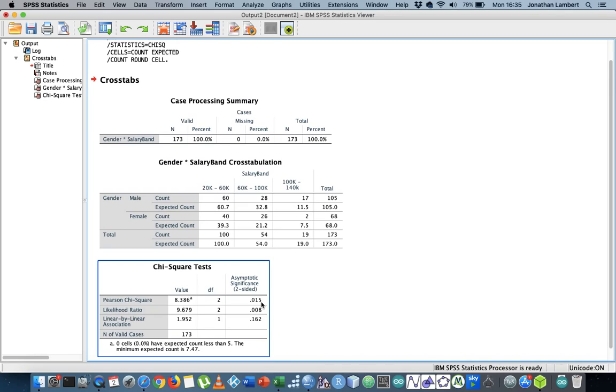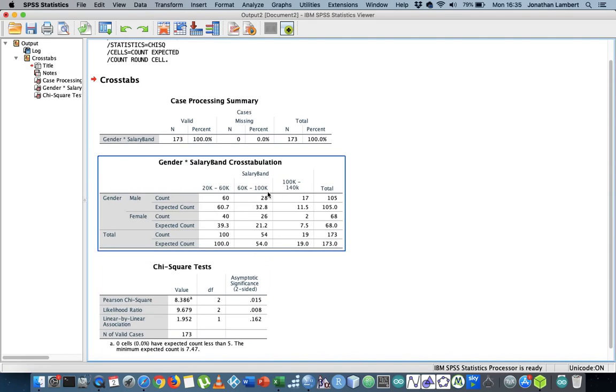So in this case, you can clearly see the p is low, it's 0.015, it's less than the significance level of our test, and hence we are rejecting the null hypothesis in favour of the alternative. And the alternative is that there's a dependence between the categories associated with the variables. In other words, salary bands are actually dependent on your gender.